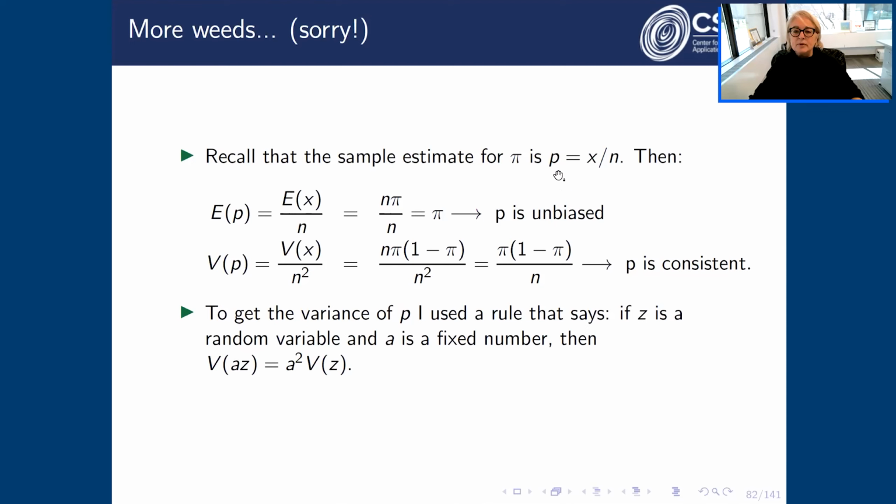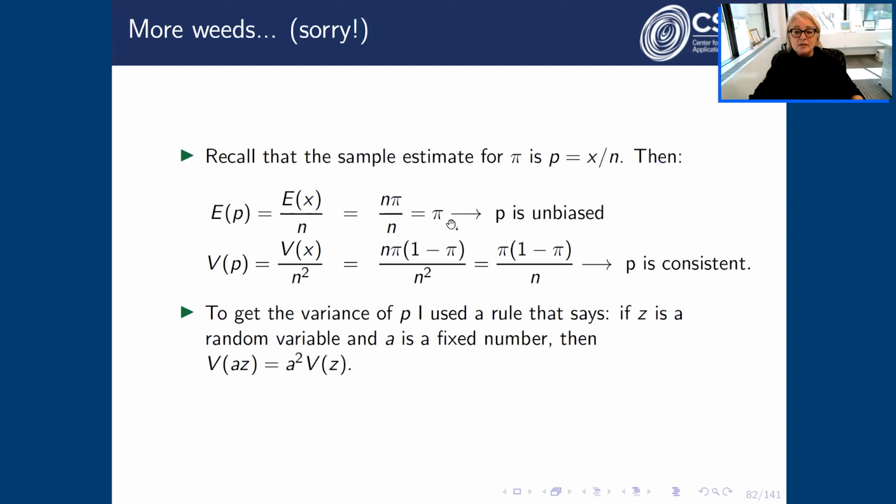So remember my sample estimate P for pi. P here is just the number of positives divided by the sample size. The number of positives, remember, has expected value n times pi. So if I want to know the expectation of my P, I take the expected value of x divided by n, and that gives me pi. It's n times pi divided by n, I get pi.